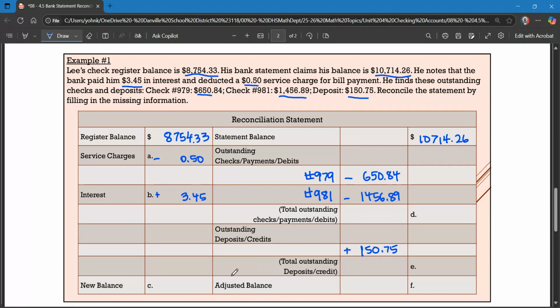All right, now we have to reconcile. So first let's do the left-hand column. Left-hand column starts with $8,754.33. We're going to minus 50 cents. We're going to add $3.45. So if I do all that together, I get $8,757.28. It's kind of like there's an imaginary line chopping this in half. And so we're going to try to get this same number on the bottom in F.